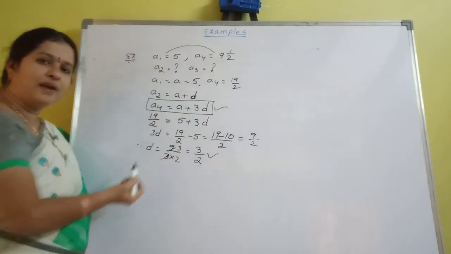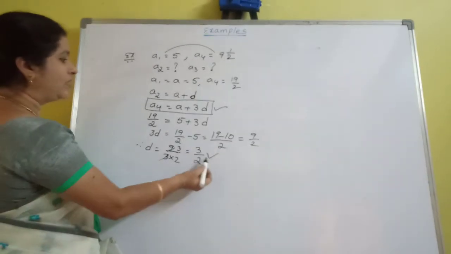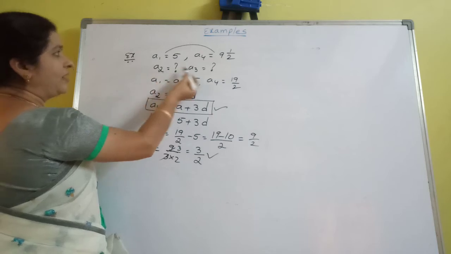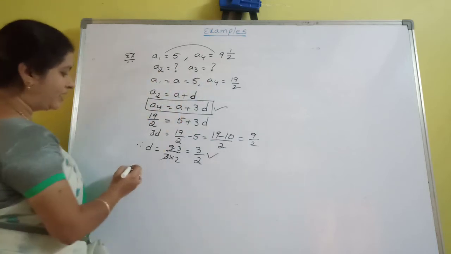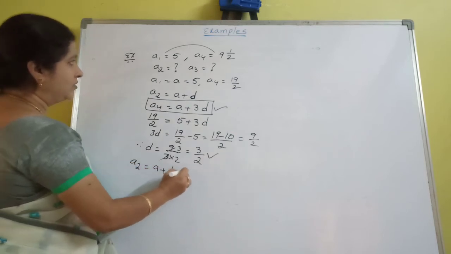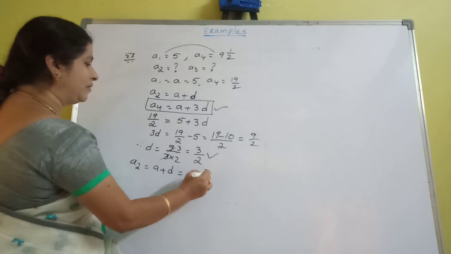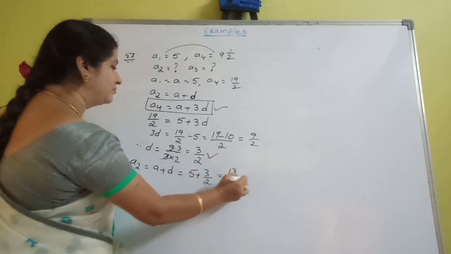Then you can easily find out the D value. By using this A value and D value, you can easily find out the A2 value and A3 value. So what is the formula for A2? A2 equal to A plus D. So A value 5, D value 3 by 2. So it is 13 by 2.